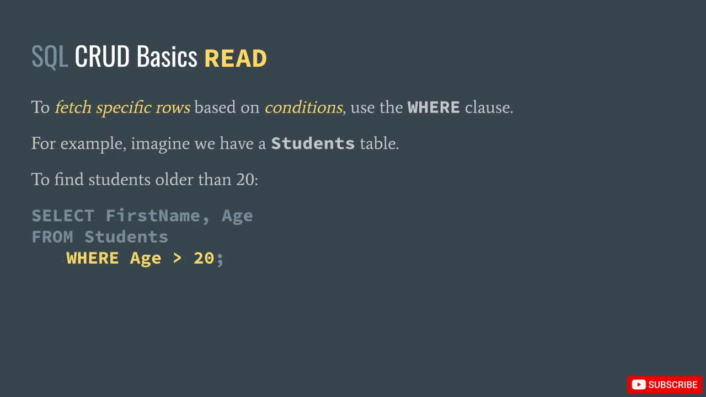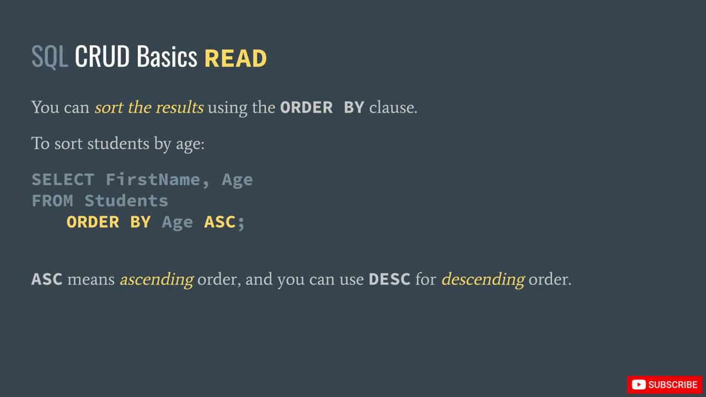When you want to fetch specific rows from a table based on certain conditions, you use the where clause. If you have a table called students and you want to find students who are older than 20, your query would look like what you see here. You can also sort the results using the order by clause. To sort students by age, we could use something like this query. Here ASC means ascending order. If you want descending order, use DESC.